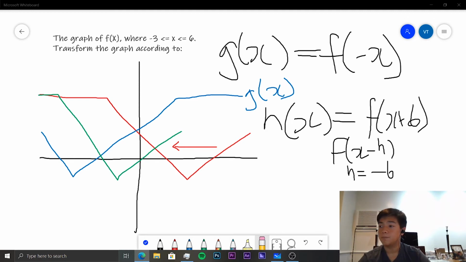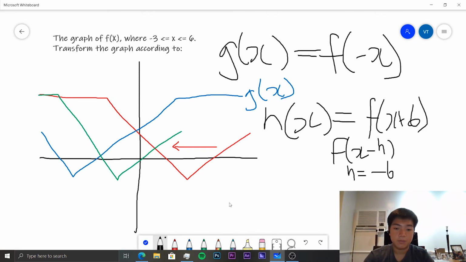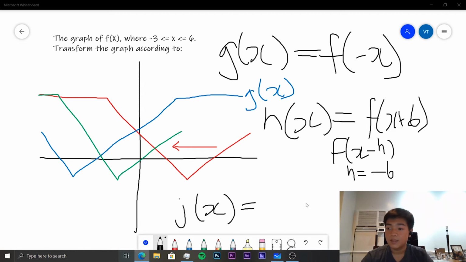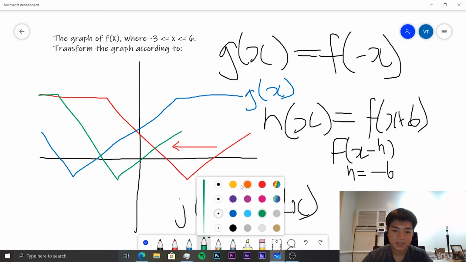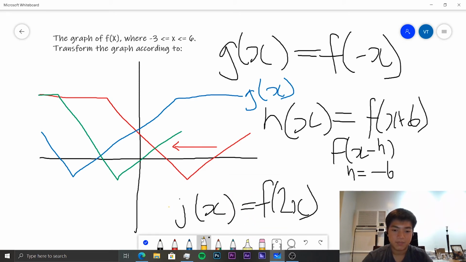So, what is our next function? Our final one would be the graph of j of x is equal to f of 2x. So what would this j of x look like? I've run out of colors. I guess I could use yellow.